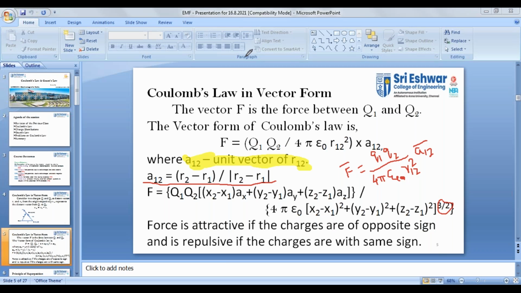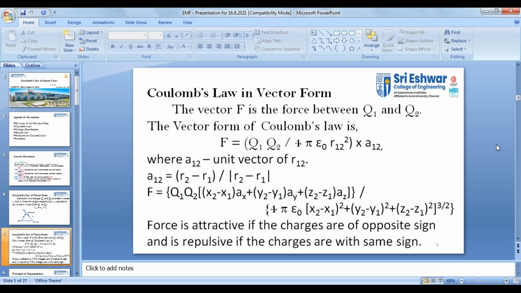Okay, so force is attractive if the charges are of opposite sign and is repulsive if the charges are of the same sign. Okay, so there is no reply. I hope that nobody has got doubts here, right? Good. Now I will go to the next slide.